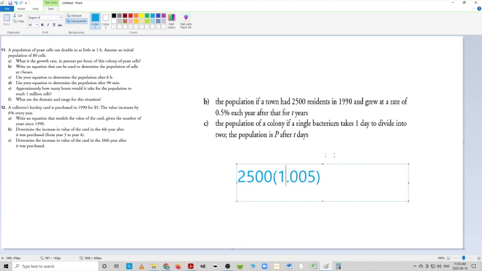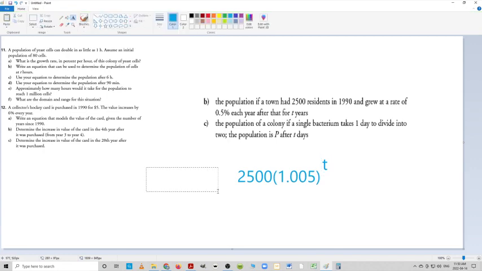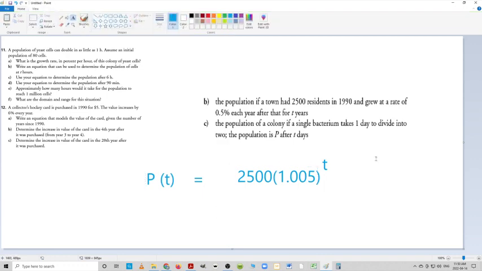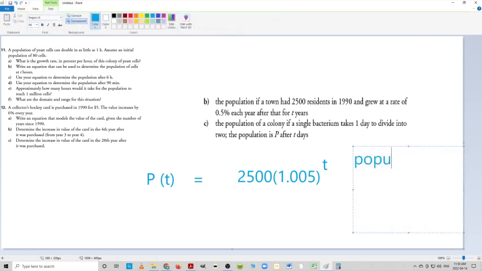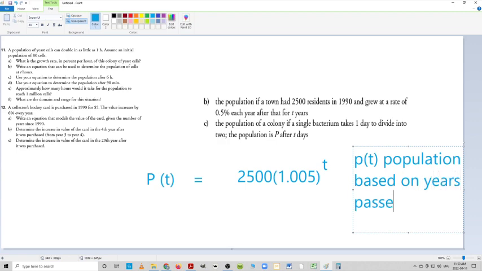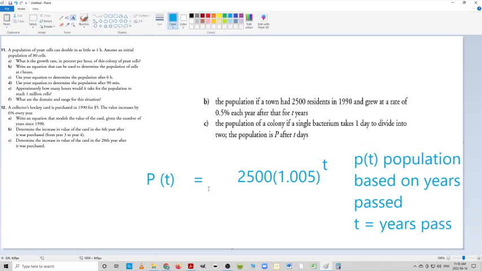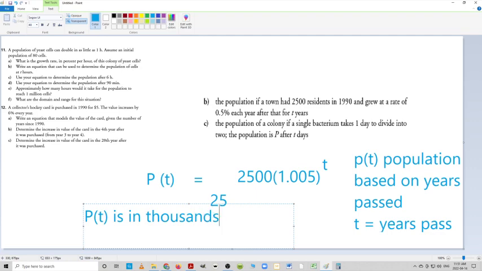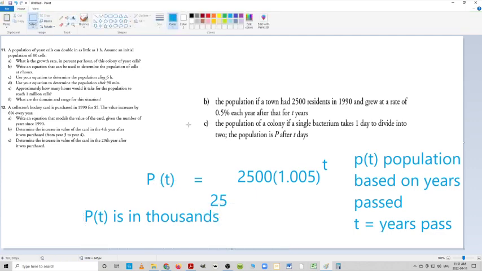So that's our ratio, and it's to the power of t. And now our population based on time is going to grow very slightly based on that. Now you can also write this, and how you would explain this is population P of t is equal to the population based on years past, and t is equal to years past. Now keep in mind you could also write it as 25 times that, and then you'd have to say your P of t is in thousands, so that you can tell people to multiply by 1,000 after.